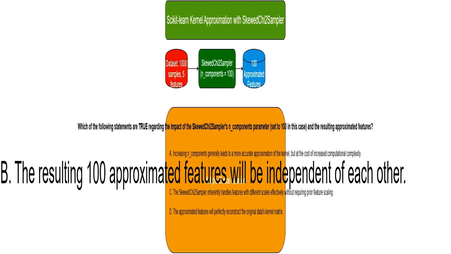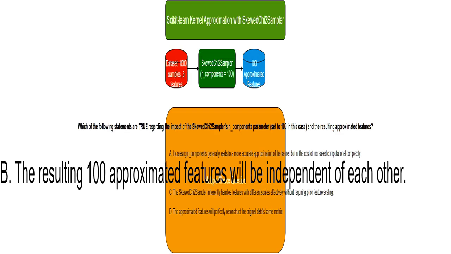I see this statement as false. Although the SkewedChi2Sampler works well with skewed data, it doesn't automatically adjust for features with different scales. To get the best results, you should usually scale your features first, for example, using standardization. Think of it like this: if you're measuring distances in both miles and kilometers, you'll need to convert everything to the same unit for fair comparison. Similarly, features on different scales need to be normalized before using the SkewedChi2Sampler for accurate approximation. This statement is false.